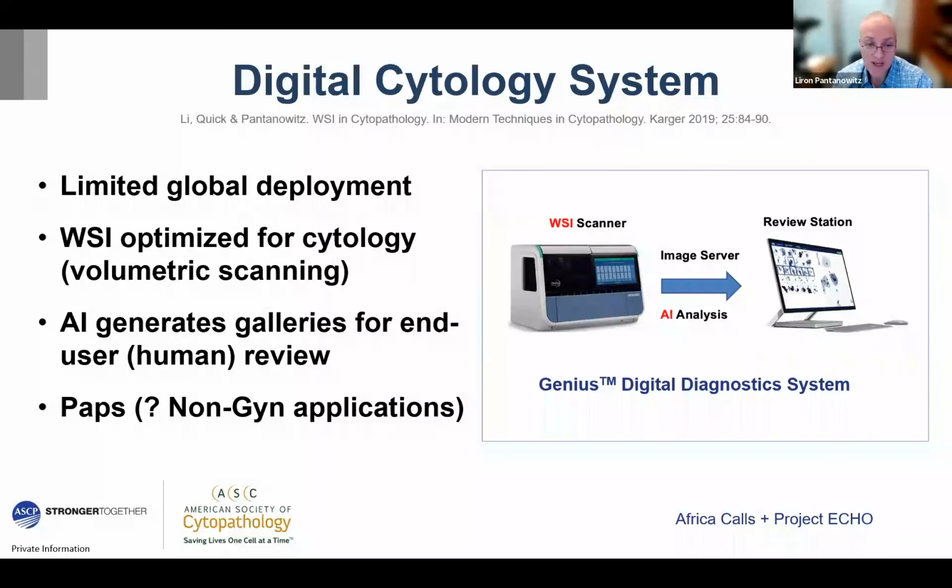So the output is given to you, the end user, the human, in a gallery, so it's easy to review. Currently, there's an algorithm for use with Pap tests, and hopefully more will follow for other non-gynecological applications, CSF, effusions, thyroid FNA, and so forth.